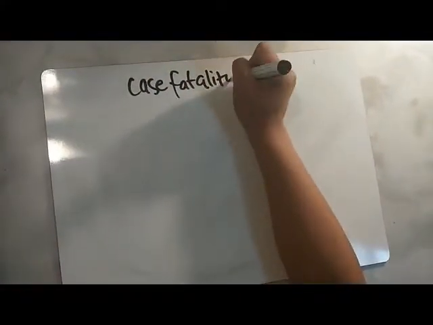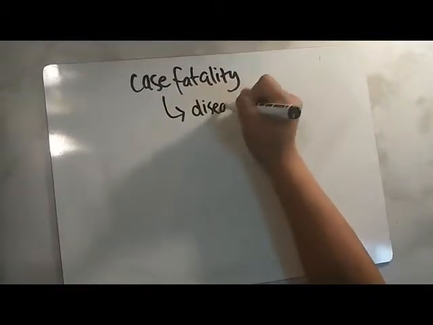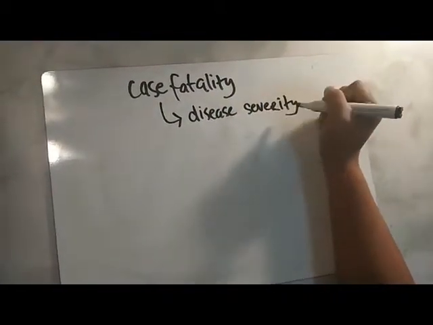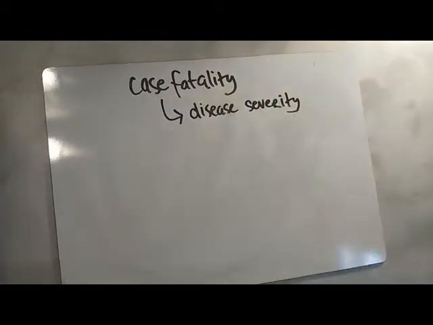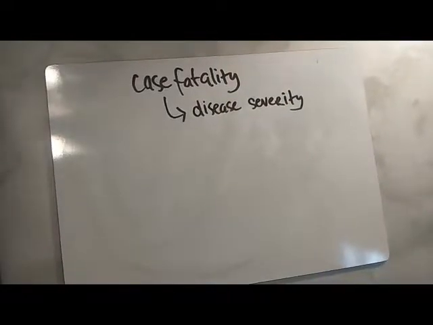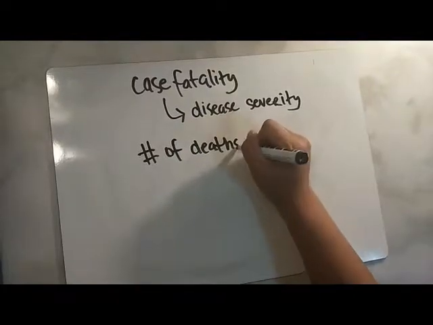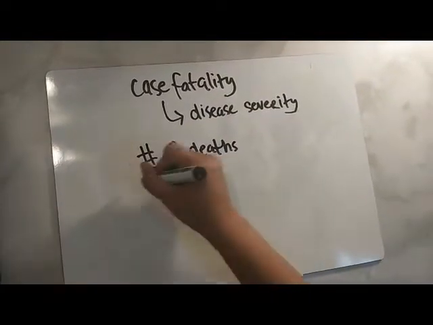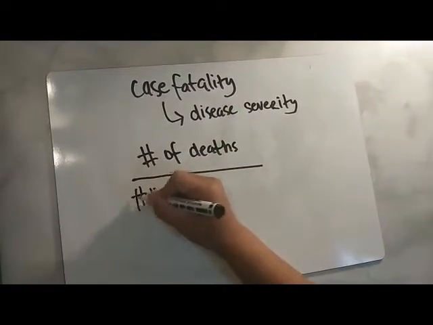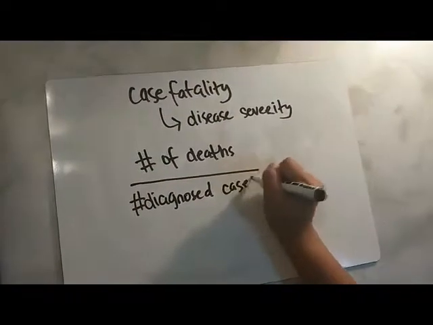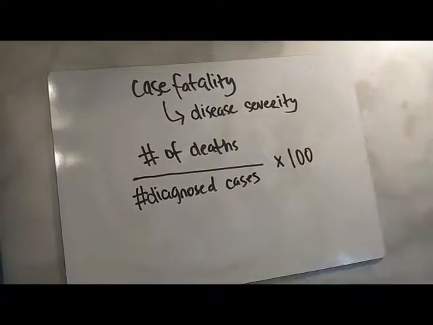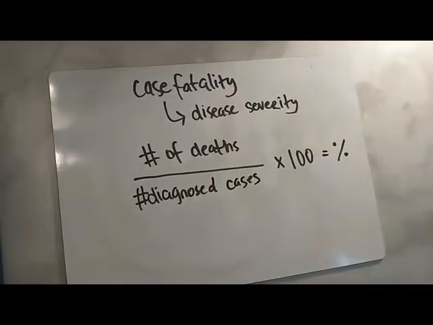Case fatality is a measure of disease severity, and it is defined as a proportion of cases with a specified disease or condition who die within a specific time. It is usually expressed as a percentage. The numerator is the number of deaths from diagnosed cases in a given period over the number of diagnosed cases of the disease in the same period times 100 for the percentage.